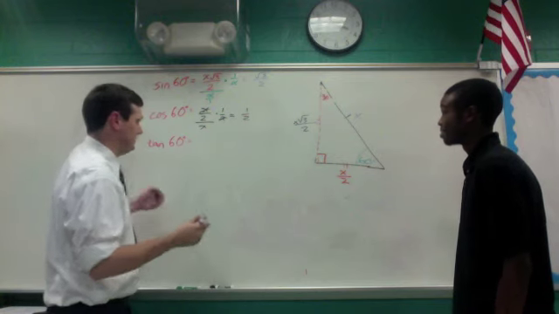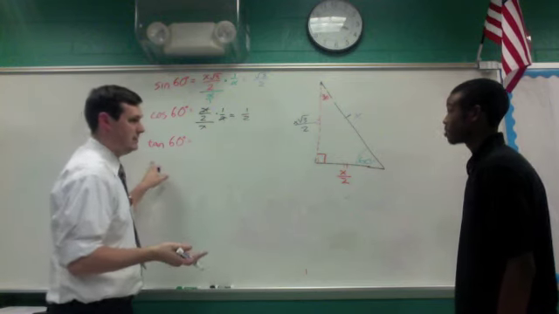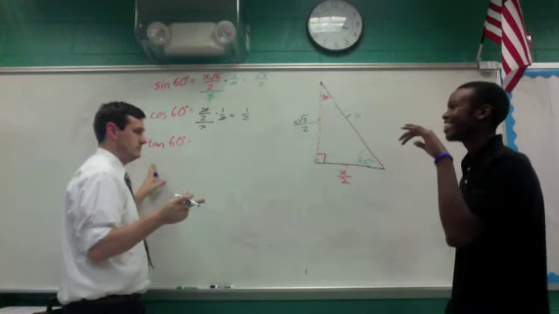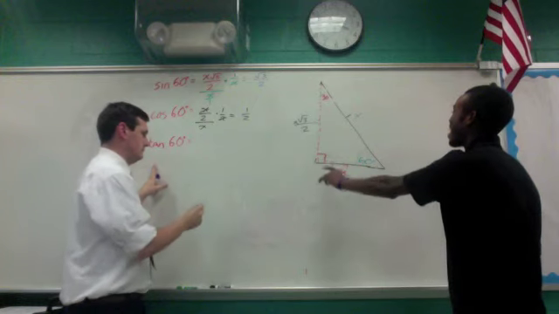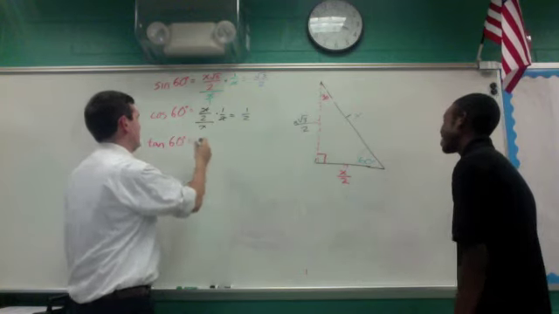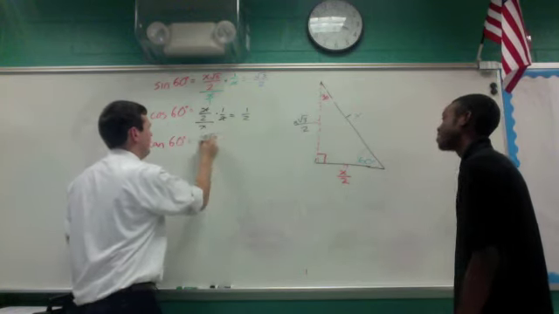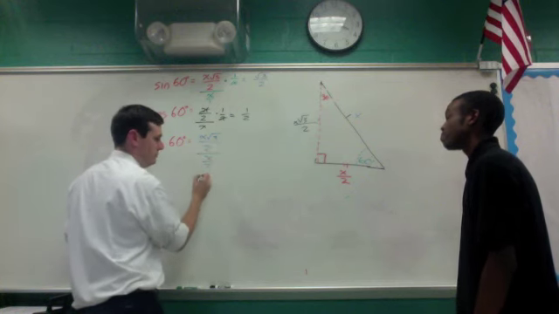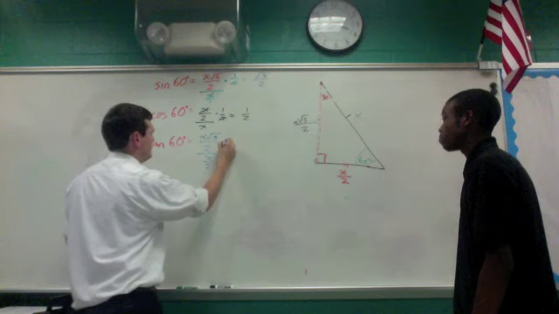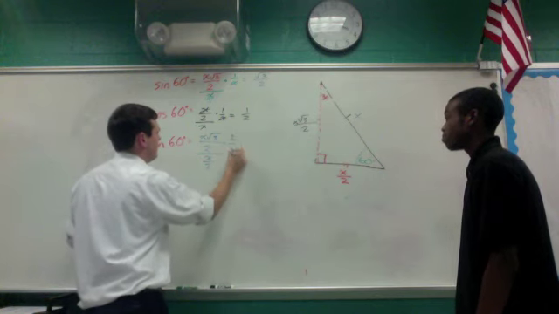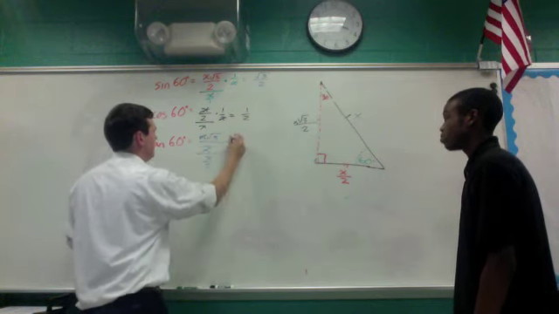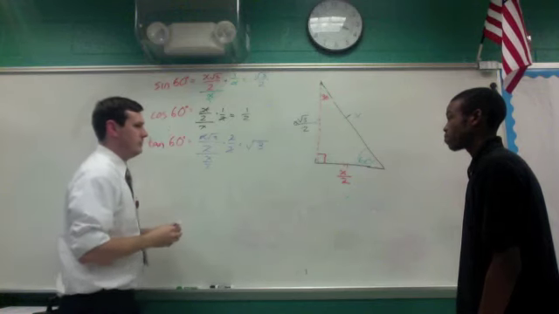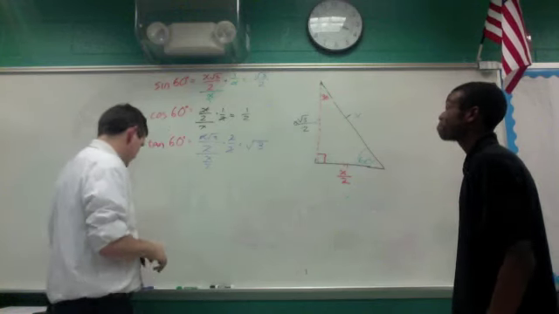Now tangent 60, that's a little bit different. That's opposite over adjacent. So we have x root 3 over 2 over x over 2, right? That's really times 2 over x. x is canceled, 2 is canceled. All that's left is the root 3. That makes perfect sense.